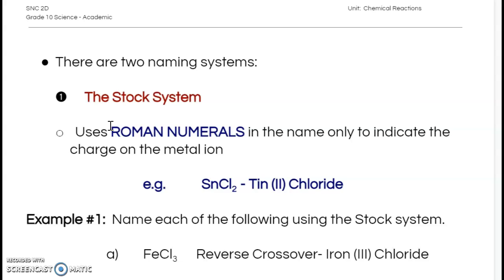So the first way is the Roman numeral way. Okay, and this uses Roman numerals in the name only to indicate the charge on the metal ion. For example, we have Sn, which is tin. Okay, so tin chloride, and we know that there's two chlorides. If we do a reverse crossover method, the two comes up here, and we have tin 2 chloride.